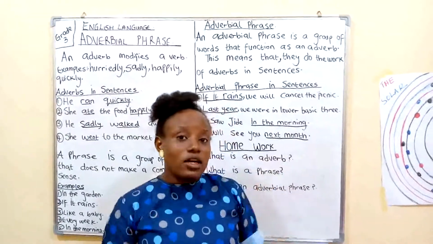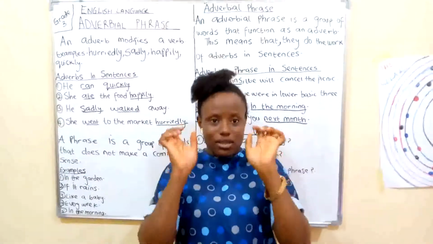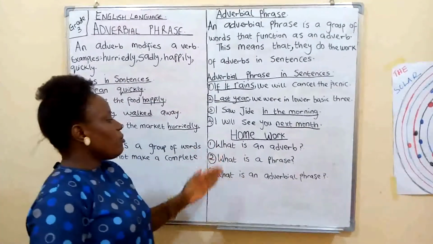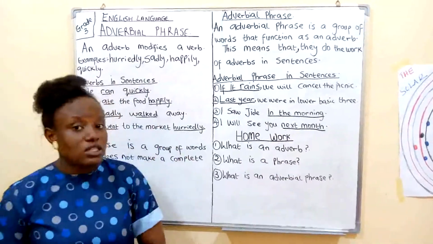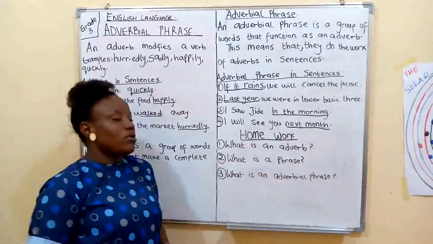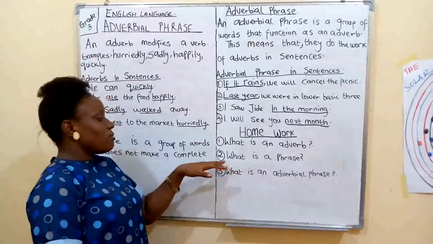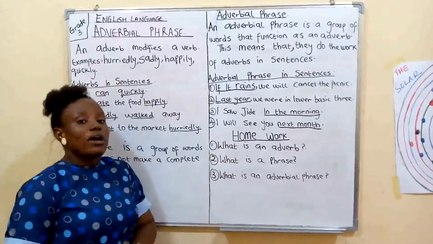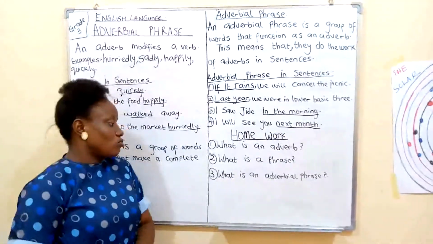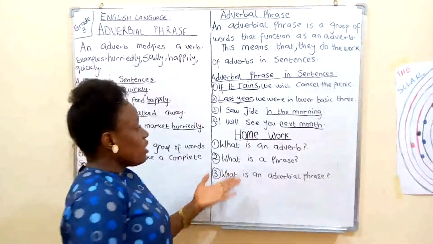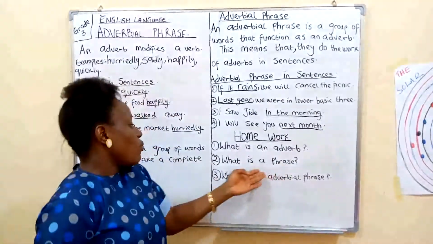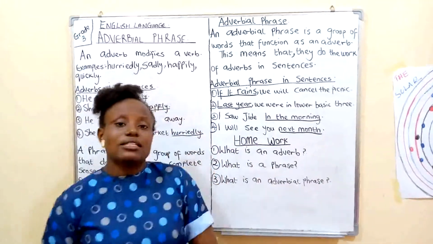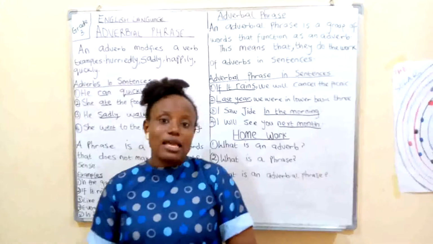Okay, nice friends, we've come to the end of today's class. Before we go, I have a very little homework which I'd like you to do and submit to me. Number 1, what is an adverb? You've been taught, you know it. And number 3, what is an adverbial phrase? That's our homework for this class. Please give me some examples. When you tell me what an adverb is, you give me examples. When you tell me what a phrase is, you give me examples. And when you tell me what an adverbial phrase is, you give me examples, so that I will know how well you have understood today's lesson.